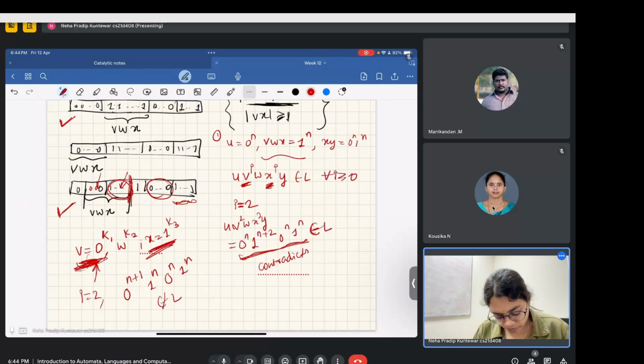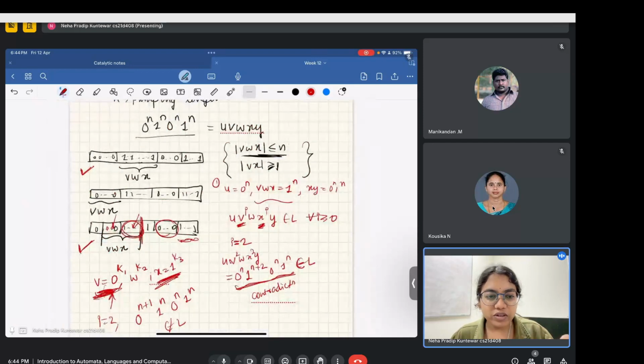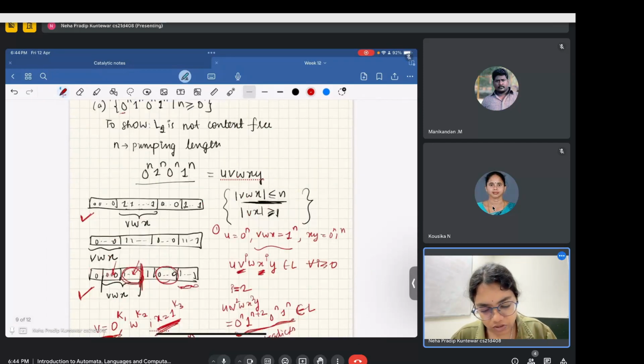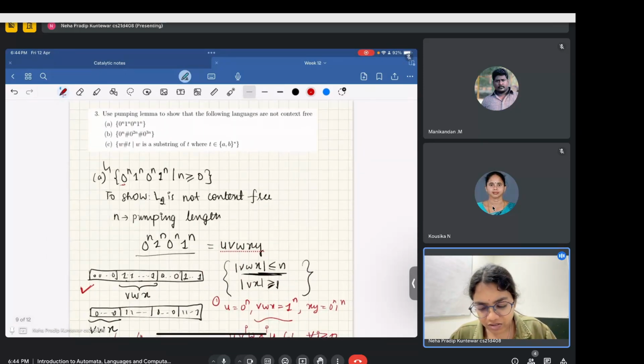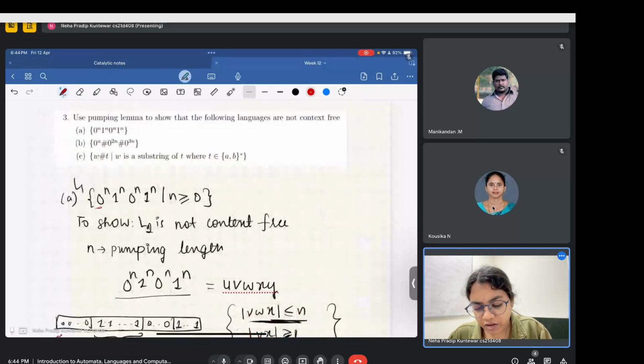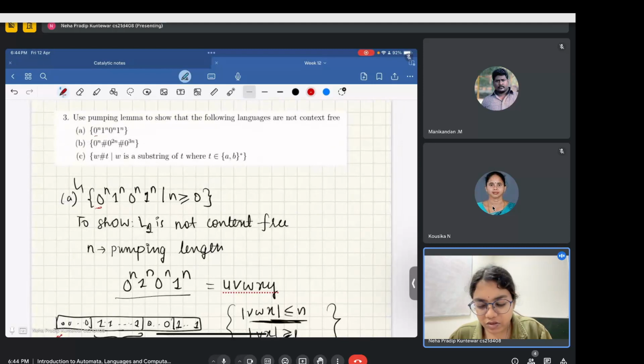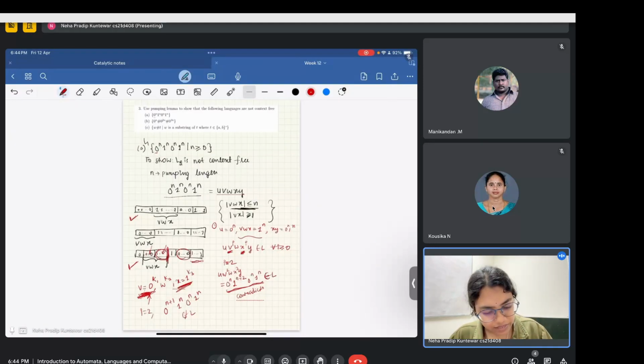So that's the whole point: in either of the cases you show that such a pumping is not possible. The next example is very similar. Instead of the same number of zeros and ones, you have a separator.